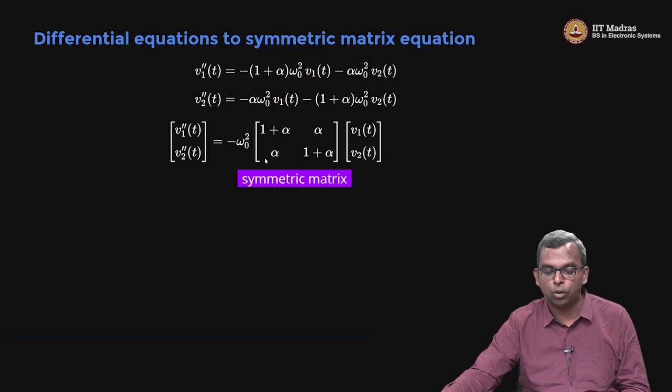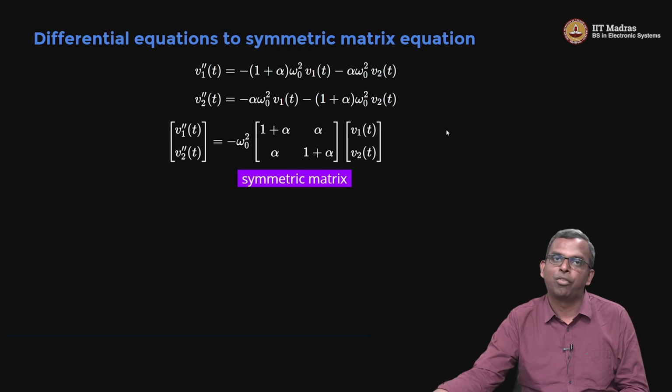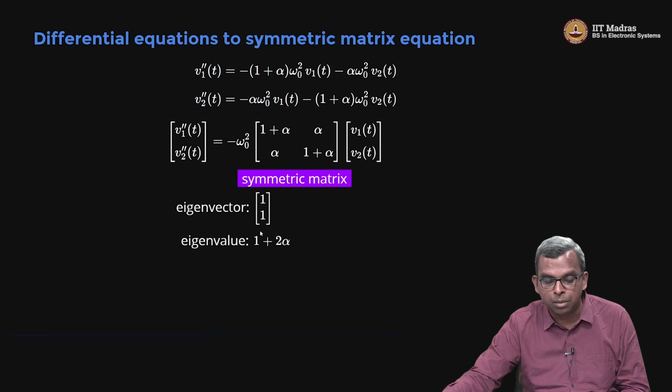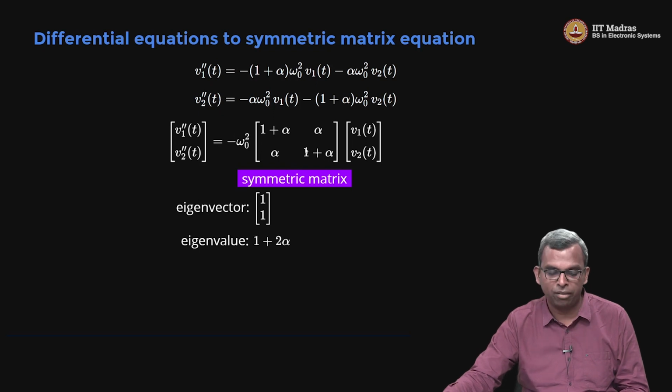So how do we do that? To do orthonormal diagonalization, we have to find eigenvalues and eigenvectors. And the eigenvalues and eigenvectors here are particularly simple. You can easily see it. If you see, the row sums are the same. So the vector 1, 1 has to be an eigenvector, and the corresponding eigenvalue is nothing but 1 plus 2 alpha. Very easy to identify one eigenvector and one eigenvalue.